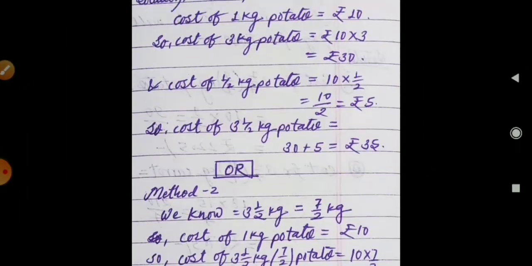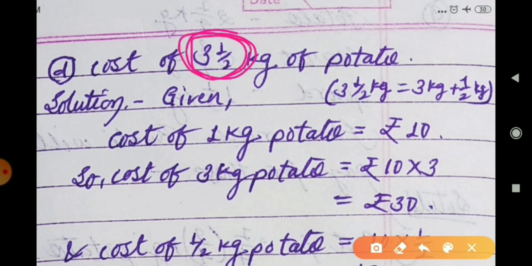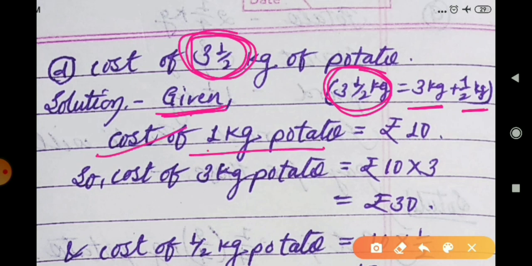Next we have question number D. So let's go to D. Here is the question D. Find the cost of 3 whole 1/2 kilogram potato. So from the table you can get the cost of 1 kilogram potato. So first you have to write the given. Okay, this is method 1. So given, you will write, and you know that 3 whole 1/2 is equal to 3 kilogram plus half kilogram, that is, split it. Now from the table we have taken that cost of 1 kilogram potato is equal to 10 rupees. Then cost of 3 kilogram potato will be 10 into 3 is equal to 30 rupees.